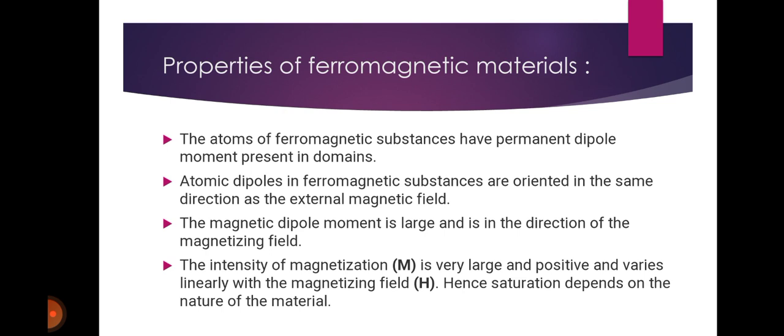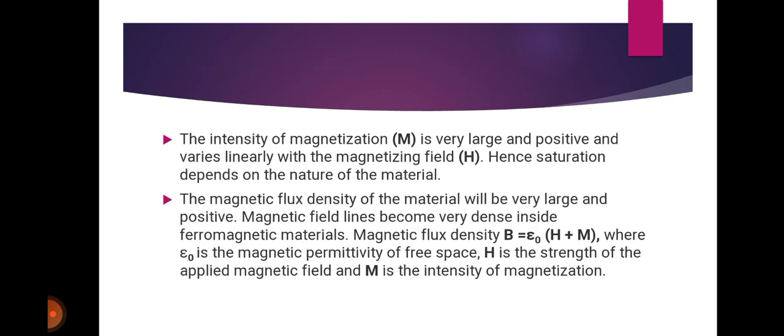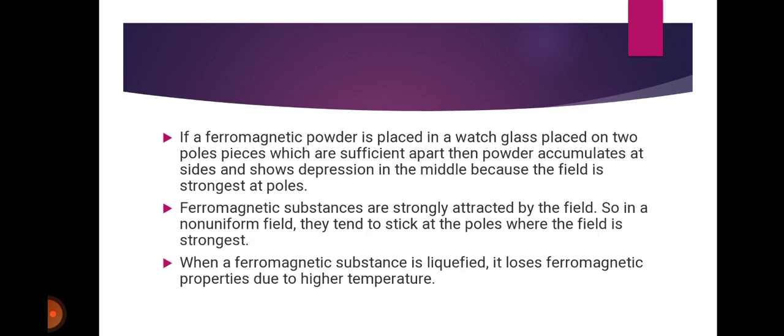The atoms of ferromagnetic substances have permanent dipole moments present in domains. Atomic dipoles in ferromagnetic substances are oriented in the same direction as the external magnetic field. The magnetic dipole moment is large and is in the direction of the magnetizing field. The intensity of magnetization is very large and positive and varies non-linearly with the magnetizing field. Hence, saturation depends on the nature of the material.